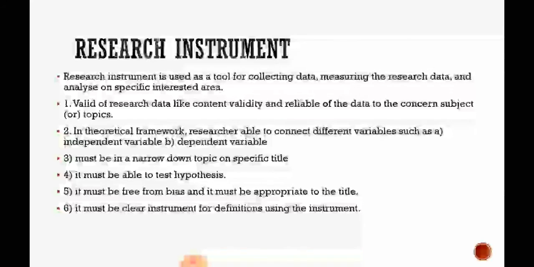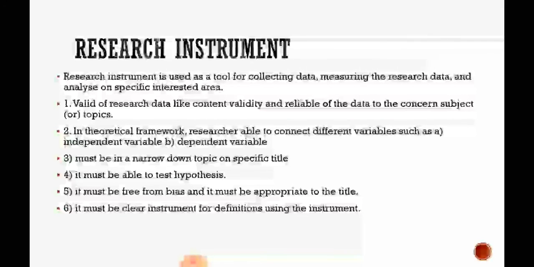The third one is that it must be a narrowed down topic on a specific title. A research instrument can limit itself by narrowing down to a specific title and topic, and it cannot go beyond into extension areas, creating more bias and confusion. So it will be very limited, narrowed down, and specific to the selected title. And another one is that it must be able to test the hypothesis.